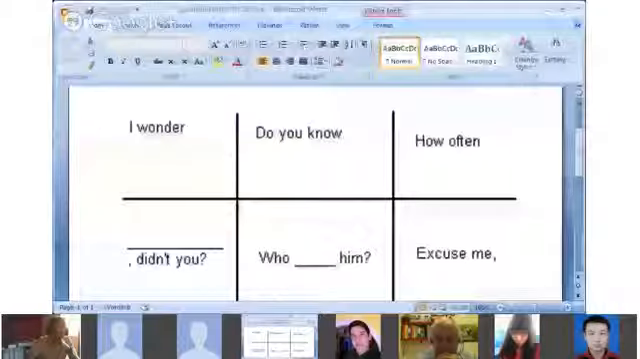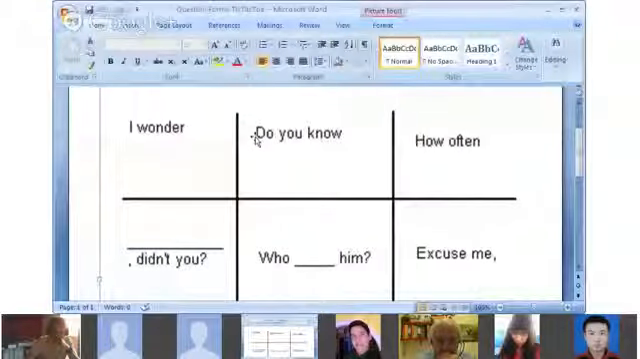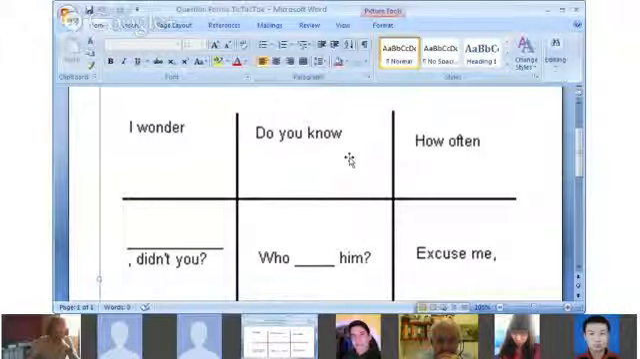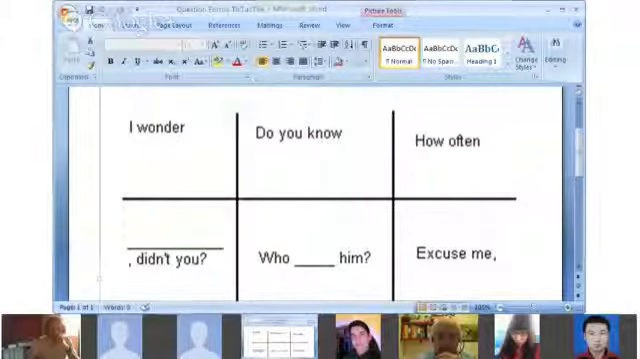Perfect. Igor, your turn. Let's see. You're right in the middle. Ooh, you get the crucial middle square, Igor. You lucky guy. Go ahead and form a question using "do you know?" "Do you know where is the supermarket?"